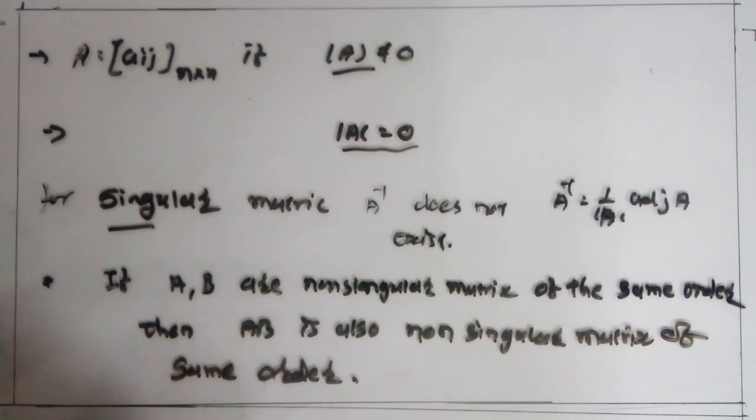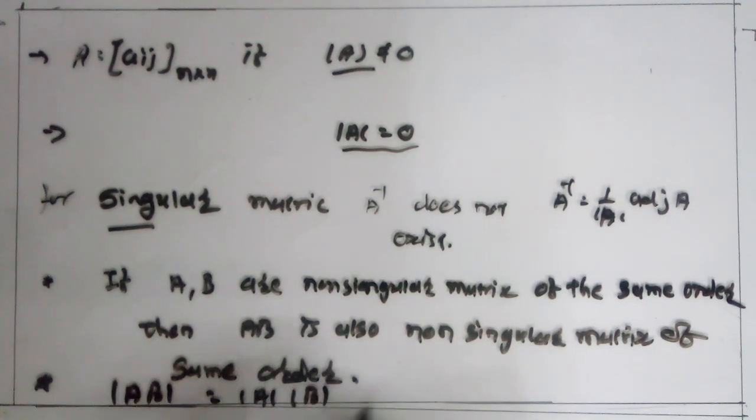Next, theorem number three. The determinant of a product of matrices is equal to the product of their determinants. Determinant of A into B is equal to determinant of A into determinant of B. Clear? The product of non-singular matrices is also non-singular of the same order, and the determinant of A into B is equal to determinant of A into determinant of B. Clear?